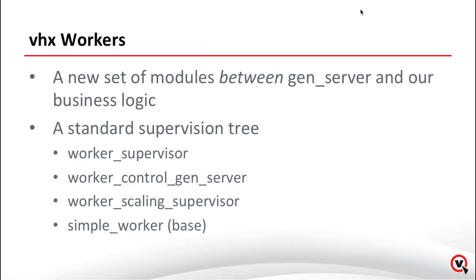The control gen server then acts on those messages to reconfigure the workers, mostly by issuing requests to scale the number of processes listening for work. That's the job of the scaling supervisor. It manages all the actual worker gen servers. It's a simple one-for-one supervisor, so we can easily scale up and down the number of worker processes.